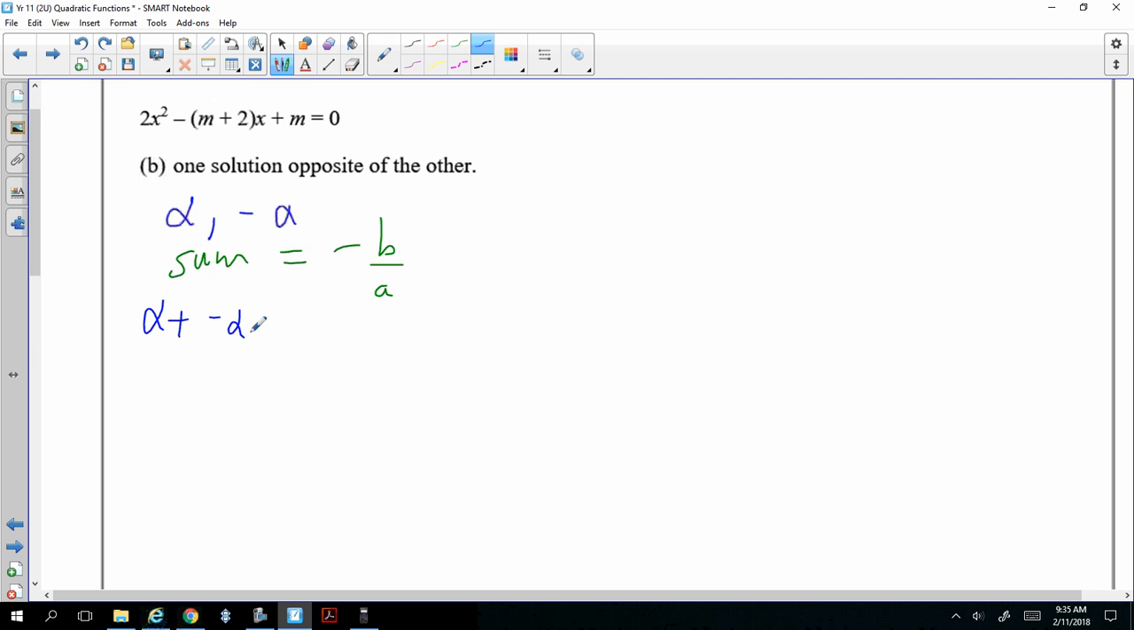And what happened to the alpha and minus alpha? It becomes 0. And this is good news. I don't have to solve simultaneous equations because I can now work out what m is without working the other equation. So you end up getting m plus 2 equal to 0. M is negative 2. Done. We don't have to do anything else. Does that make sense? So if they cancel, then we don't have to do the second equation. We'll just work out m.